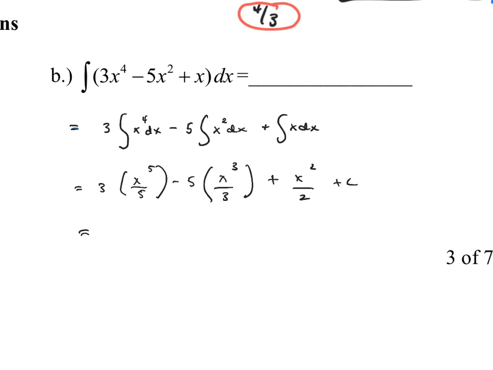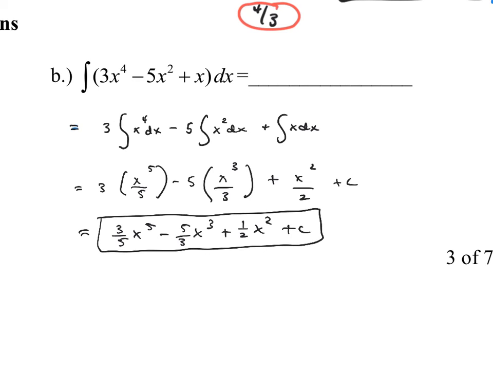Let's just write this a little cleaner, simplify if you can. I'm going to write it as 3/5 x to the 5th minus 5/3 x to the 3rd plus 1/2 x squared plus C. No, you didn't have to write it that way. That's just how I chose to write it. This is my guess as to what the antiderivative of 3x to the 4th minus 5x squared plus x with respect to x is. How do I know it's right?